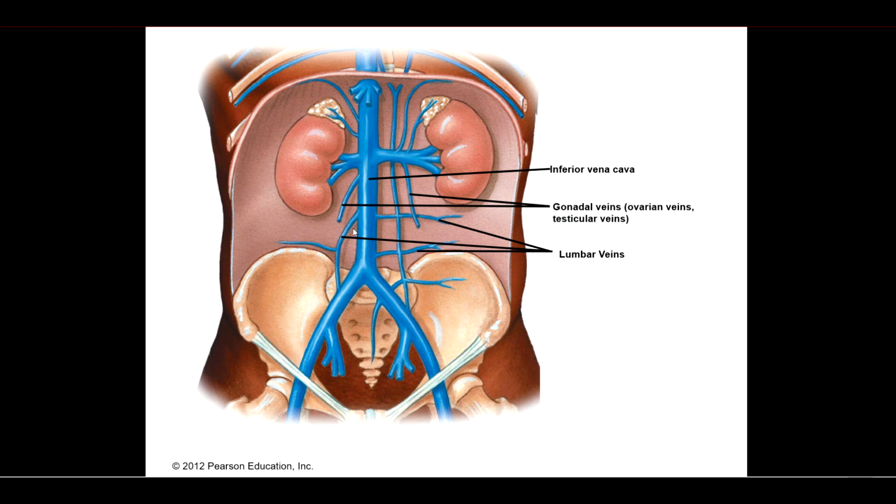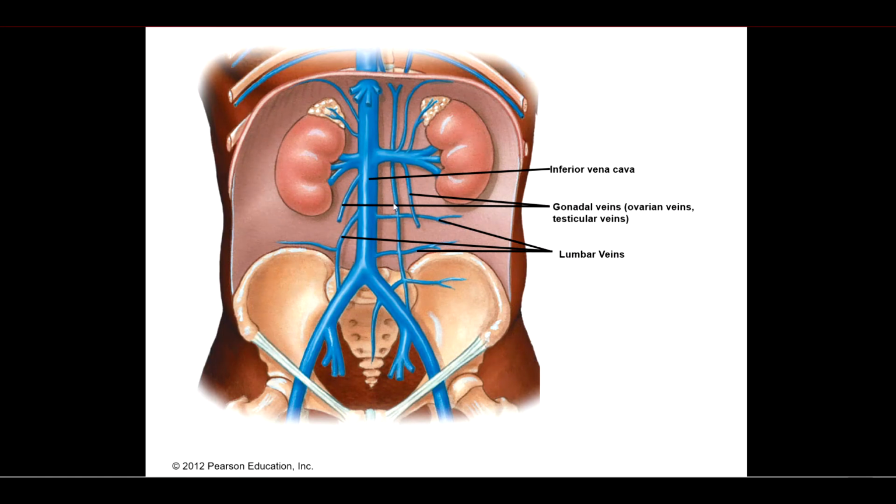Now, the gonadal veins. While we're on this picture, watch this. The right gonadal vein goes directly into the inferior vena cava. But notice, guys, the left gonadal vein here doesn't cross over and enter the inferior vena cava. The reason for that is the aorta is running right here, so those blood vessels can't get to the side of the inferior vena cava.